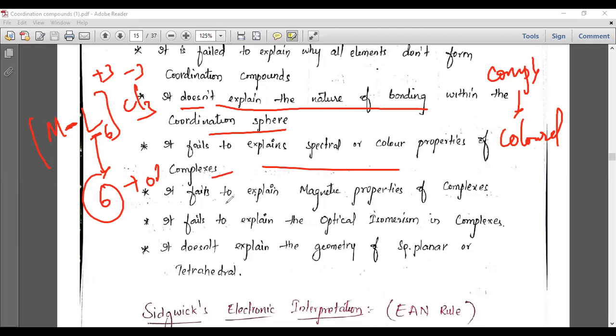He didn't explain that. And he didn't explain the magnetic property. It may be diamagnetic or paramagnetic. He didn't explain the magnetic properties of the complexes, and failed to explain the optical isomerism. Optical isomerism means a DL configuration, which comes under stereochemistry that I will tell you later. And he didn't explain the geometry of the complex, which is square planar or tetrahedral.